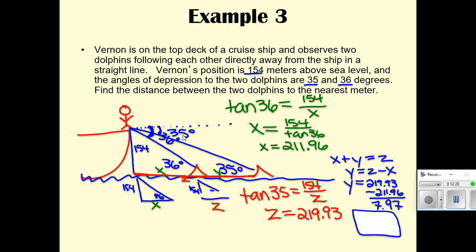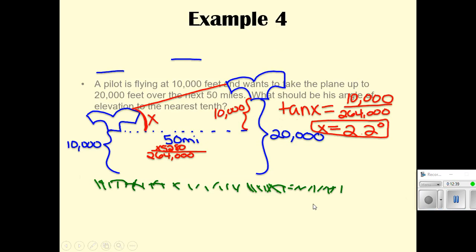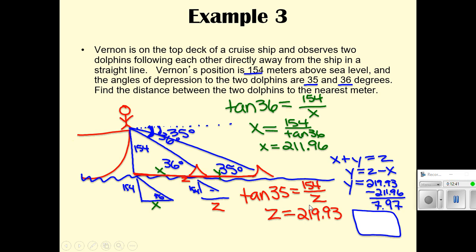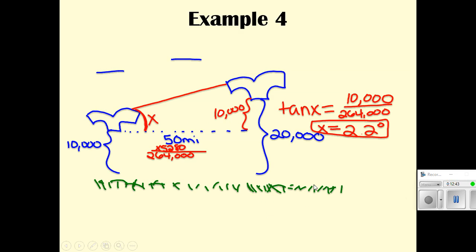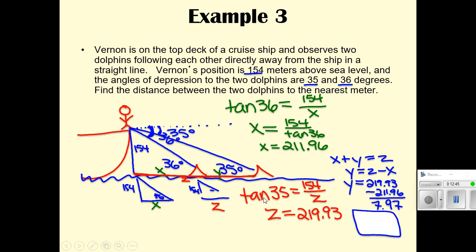And then we're going to do the other dolphin, which is 35. Tangent 35 is opposite, which is y, over 154 adjacent here. So we're going to do 154 divided by tangent 35, which gives you 219.95.